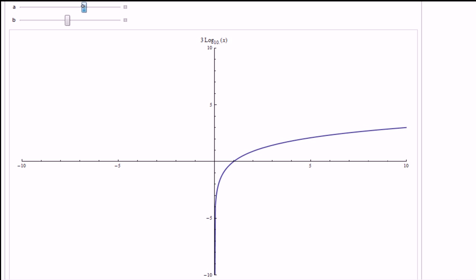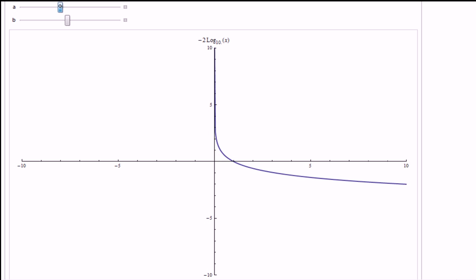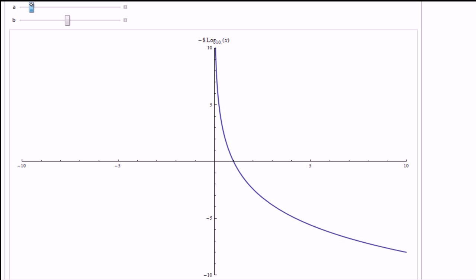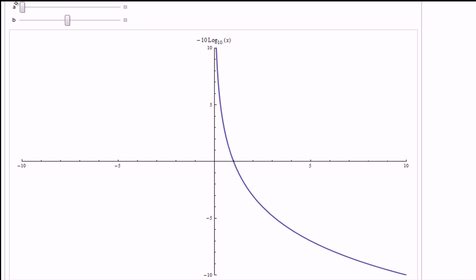What happens if we decrease to a negative in front of the log? Well, now the function is decreasing. It goes from quadrant 1 to quadrant 4, and if we increase it further, it decreases a little quicker.